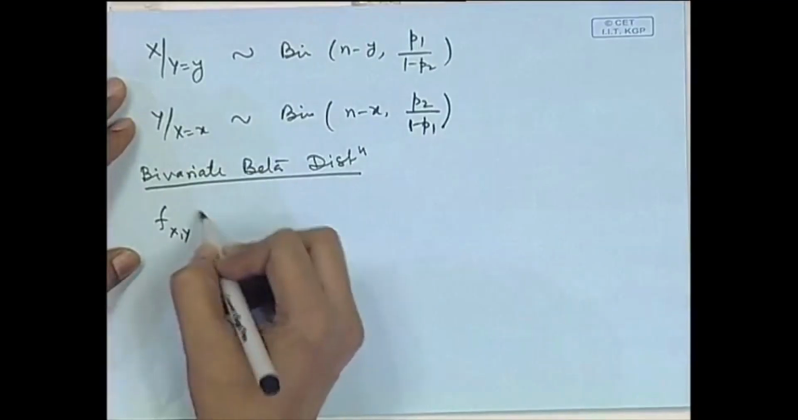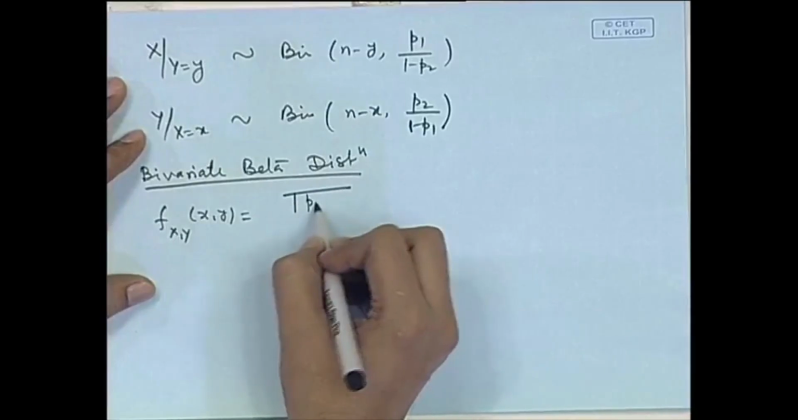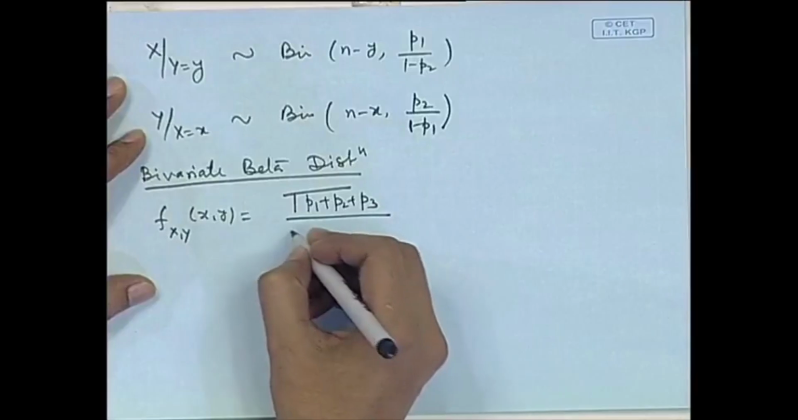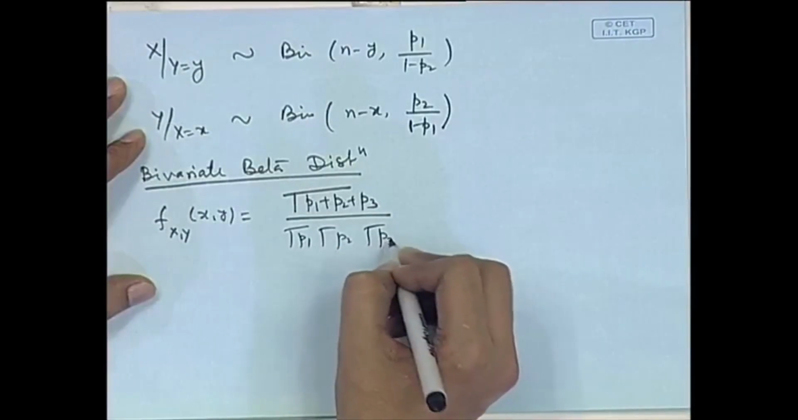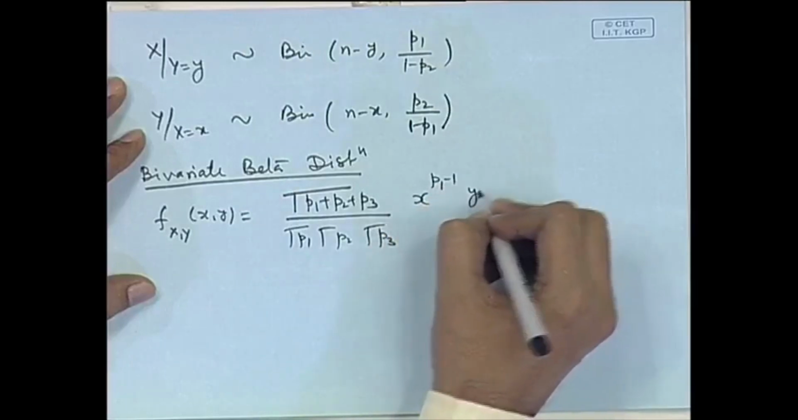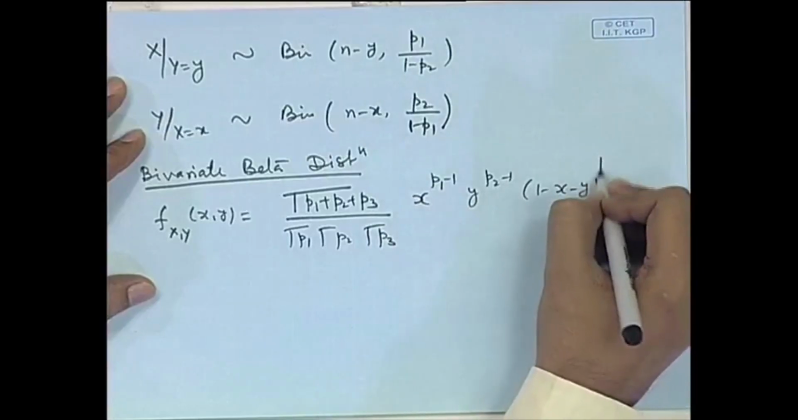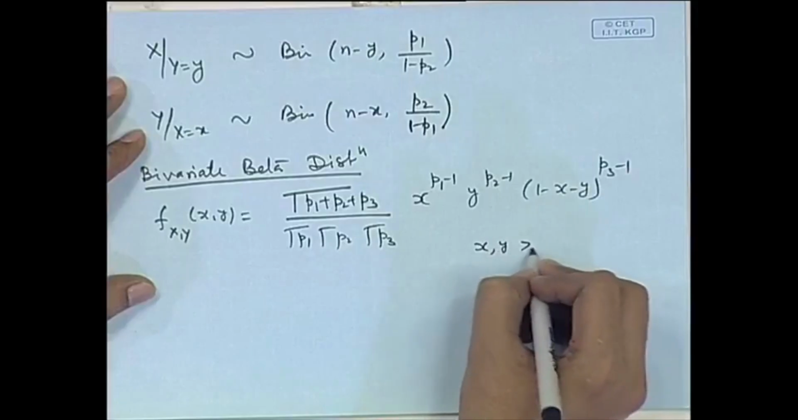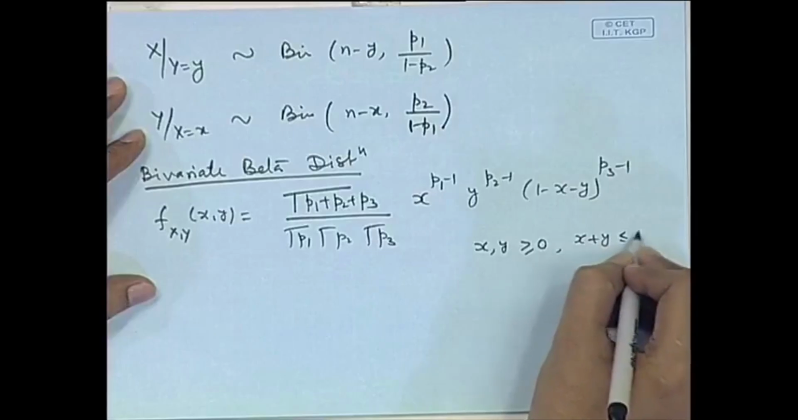F(x, y) as Gamma(p1 + p2 + p3) divided by Gamma(p1) Gamma(p2) Gamma(p3), x to the power p1 minus 1, y to the power p2 minus 1, (1 minus x minus y) to the power p3 minus 1, where x and y are greater than or equal to 0 and x plus y is less than or equal to 1.